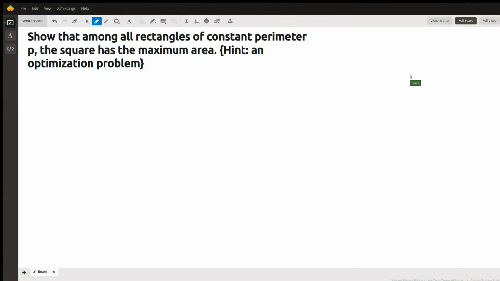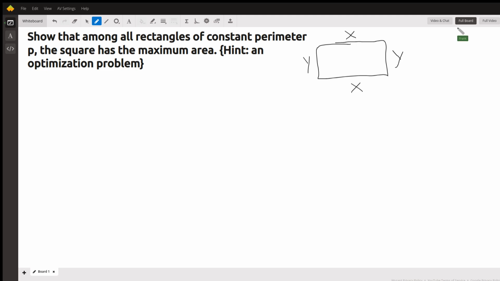The question says, show that among all rectangles of constant perimeter P, the square has a maximum area. Not that the square is P. Well, a rectangle, I can draw like that. It's got sides. I'll just call them X, Y. I don't know what they are. And two sides, the lengths are the same, the widths are the same.